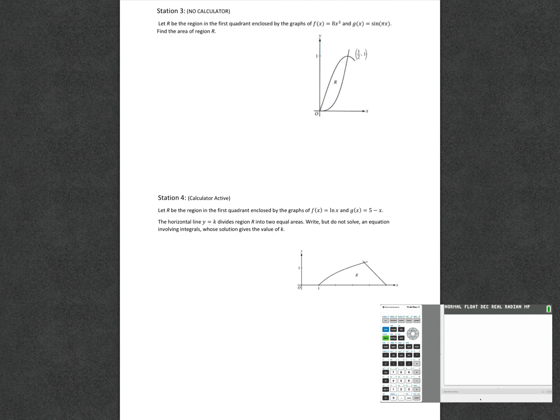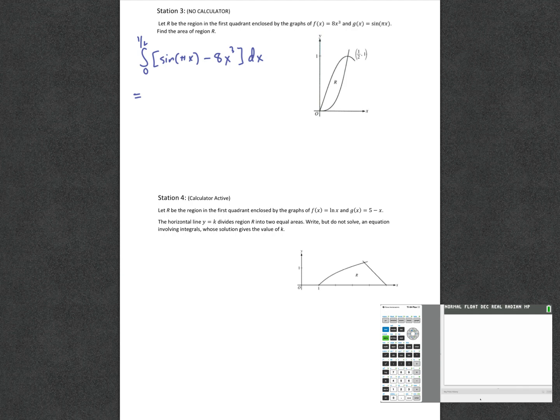To set it up, this is all going to be in terms of x, so the area goes from 0 to 1/2. Those will be our limits. Then we'll do the top function, which in this case is sine pi x, minus the bottom function, 8x cubed. So this is the area, and now we just have to evaluate this.